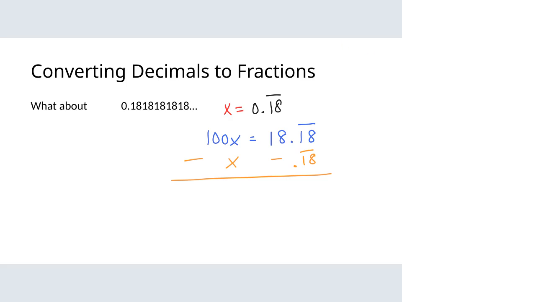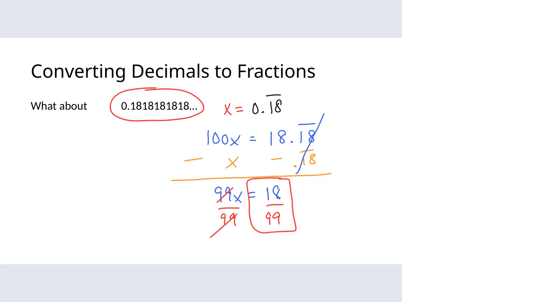And now what happens is on the left, I have 99x, and on the right, those cancel, leaving me just 18. Now I have 99x is 18, and there's only one more step to get x by itself. I'll divide by 99 on the left, divide by 99 on the right, and now I can see that this decimal that I started with, when written as a fraction, is 18 over 99. And you could try it on your calculator, and you'll see that that'll give you 0.18181818.